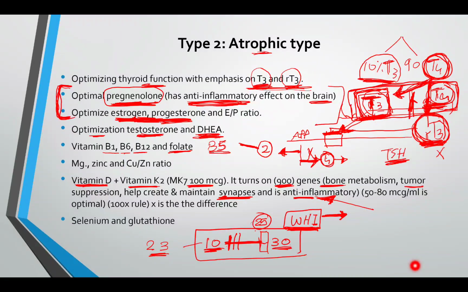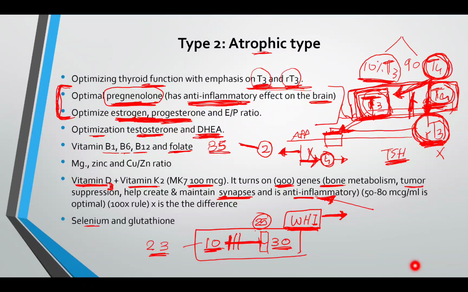Minimum 2000 international units per day of vitamin D3, not vitamin D2. Vitamin D3 is animal vitamin D. Vitamin D2 is plant source vitamin D.